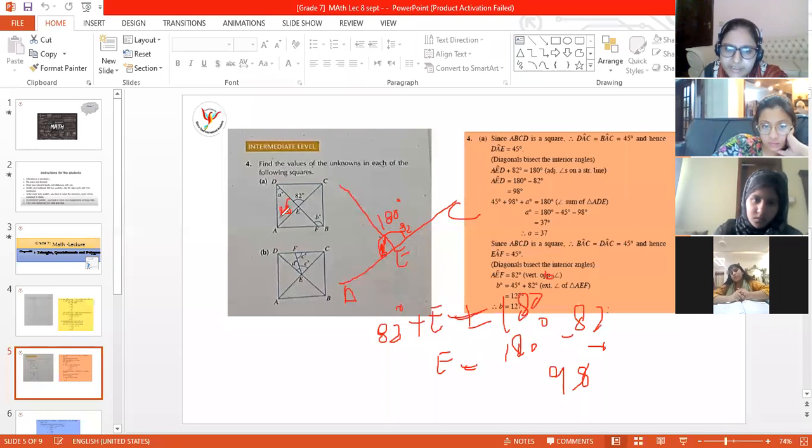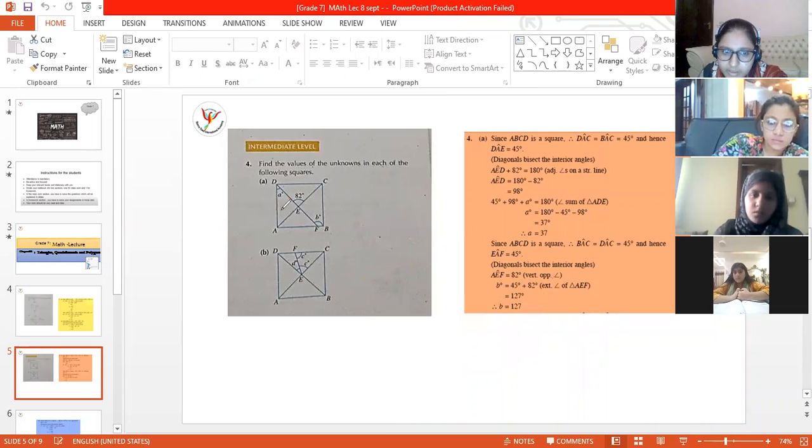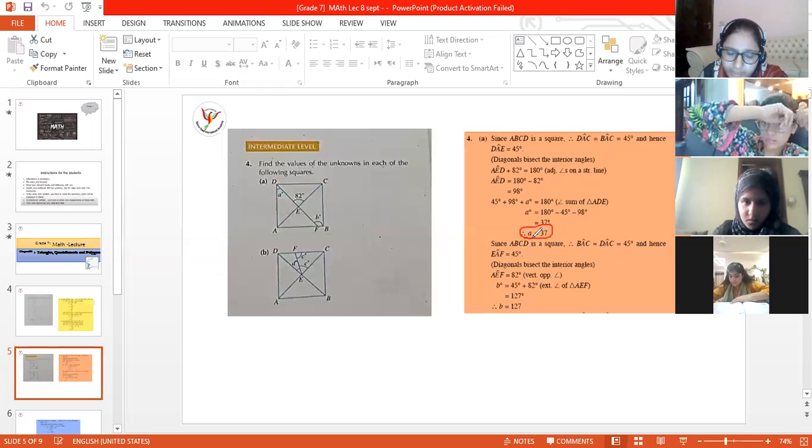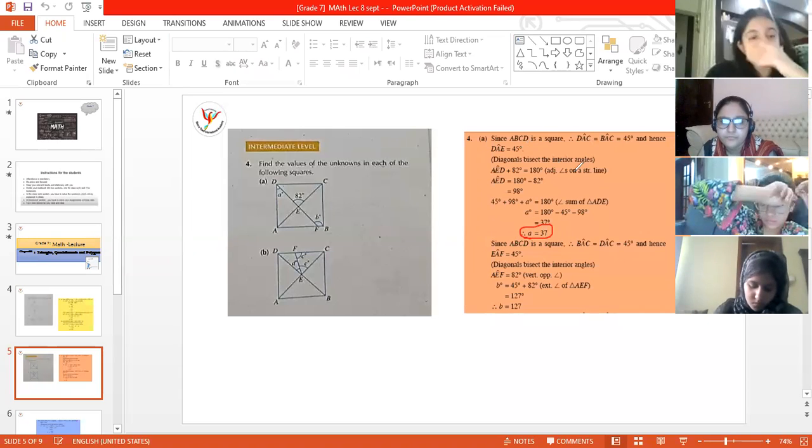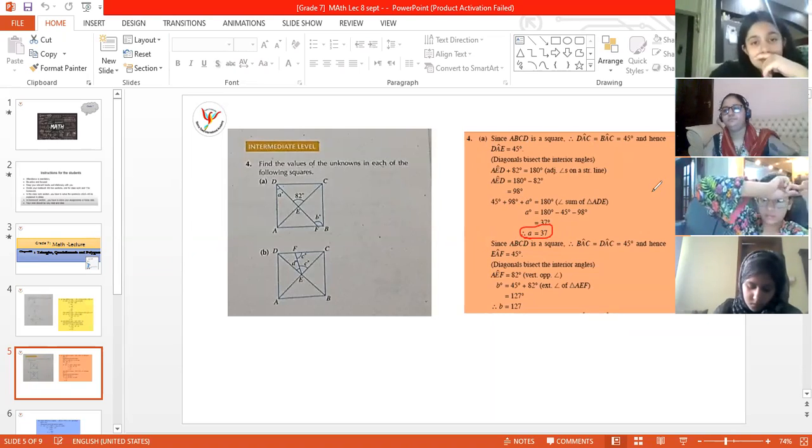Now, 98 degrees plus 45 degrees plus A degrees. Can you find it with the help of the sum of angles of a triangle being equal to 180 degrees? This is 98 degrees, this is 45, this is A degrees. So we have just found the value of A, which is 37 degrees, right? Is this clear how we have solved part A? Now, yes, Maham Fatma.